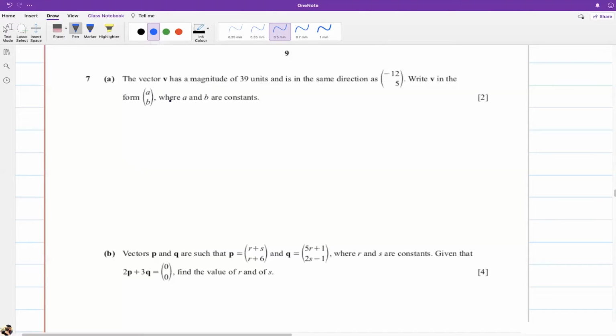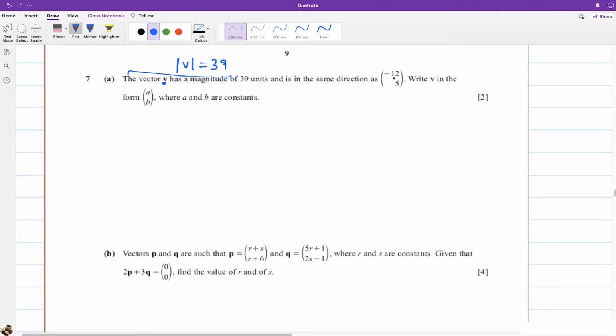Here we have this question on vectors. It says the vector v, you can see it is bold. That is always the case with vectors, they always bold them. It has a magnitude of 39. Magnitude means the length. So this whole line, if I were to write it in maths, I'll simply write the magnitude of v is 39.